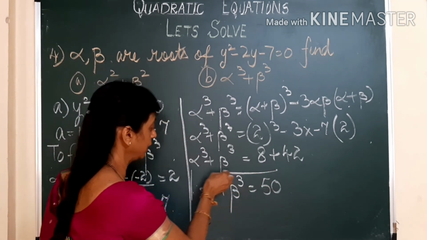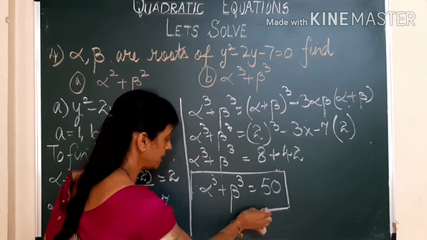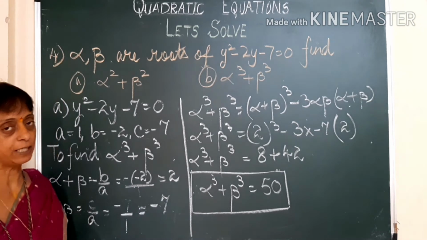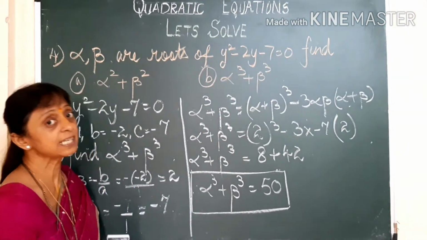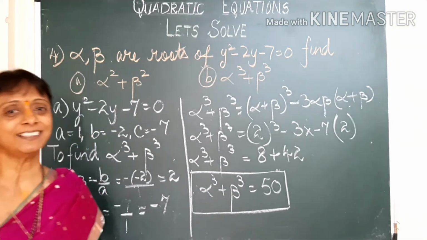So, children, we have got the value of alpha cube plus beta cube from the given information. Only what you have to remember? You have always to remember the formulas that you have learnt in the earlier classes. Right, children?